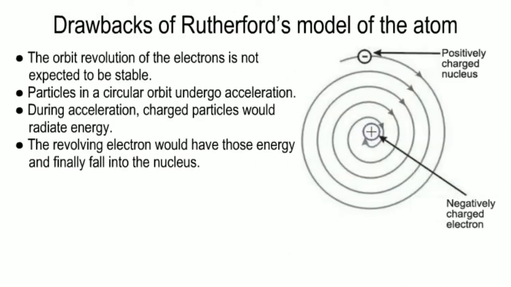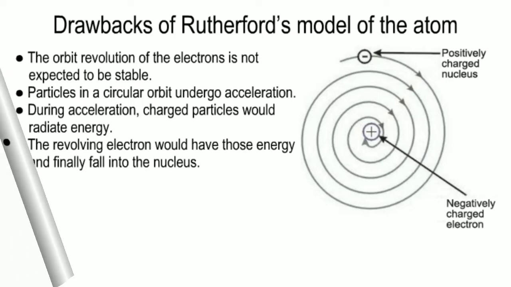Drawbacks of Rutherford's model of the atom. The orbital revolution of the electrons is not expected to be stable. Particles in a circular orbit undergo acceleration. During acceleration, charged particles would radiate energy. The revolving electron would lose energy, and finally fall into the nucleus.